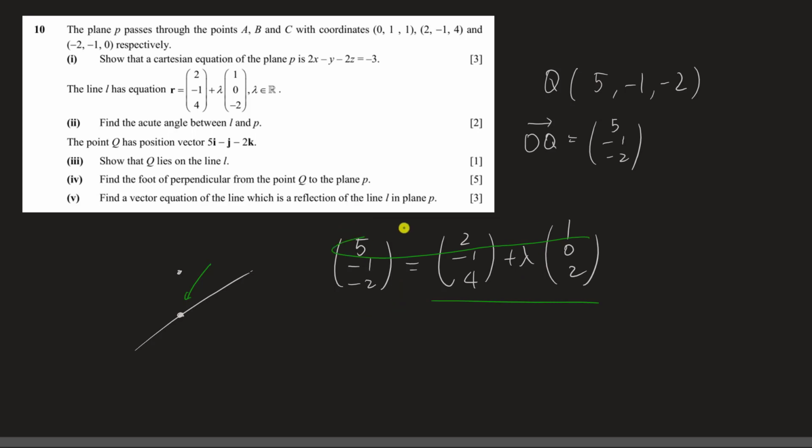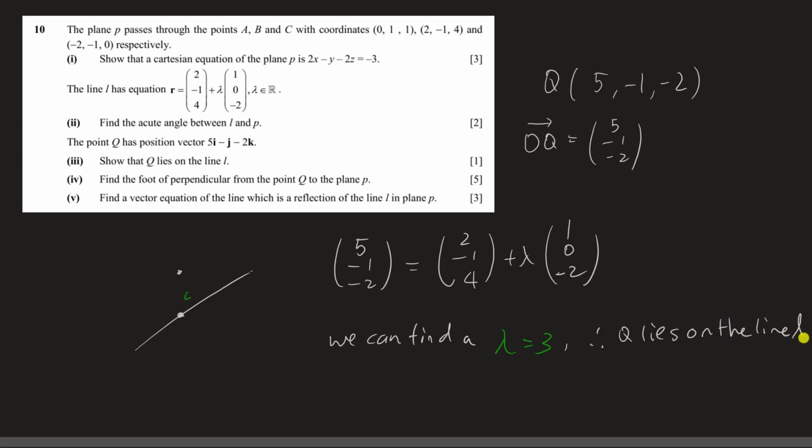If you compare the first row, what should lambda be? Lambda should be 3, right? If lambda is 3 and it satisfies all 3 coordinates, then we can conclude that Q lies on the line. So lambda is 3 for the first one. If lambda is 3 for the second one, it works. What about the last one? 4 plus, I missed out on negative 2. So does it work? Negative 2 equals 4 plus negative 6. Yeah, it works. So this means that we can find a lambda equals 3. Therefore, Q lies on the line L.